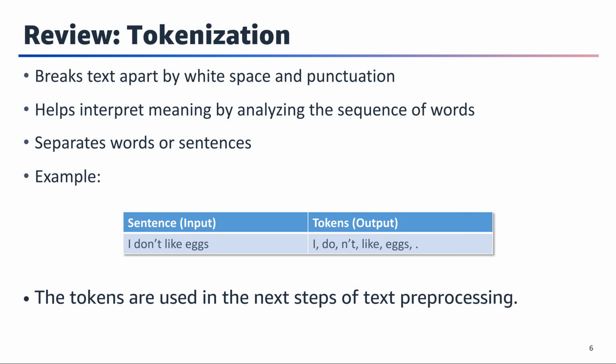Recall that tokenization is the process of breaking text apart by white space and punctuation. It helps interpret meaning by analyzing the sequence of words and separates words or sentences. For example, the sentence, "I don't like eggs," would be tokenized into smaller components. The resulting tokens are then used in the next steps of text preprocessing.